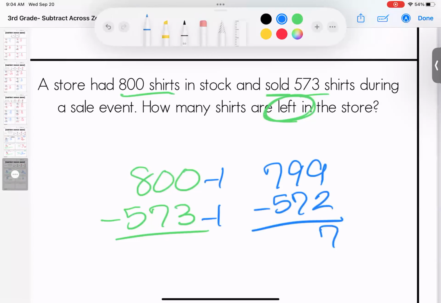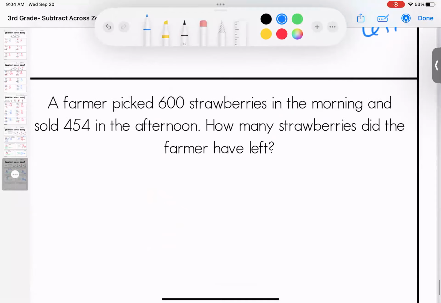9 minus 2 is 7. 9 minus 7 is 2. 7 minus 5 is 2. So I have 227 shirts left. Speaking of left, we have 2 more problems.